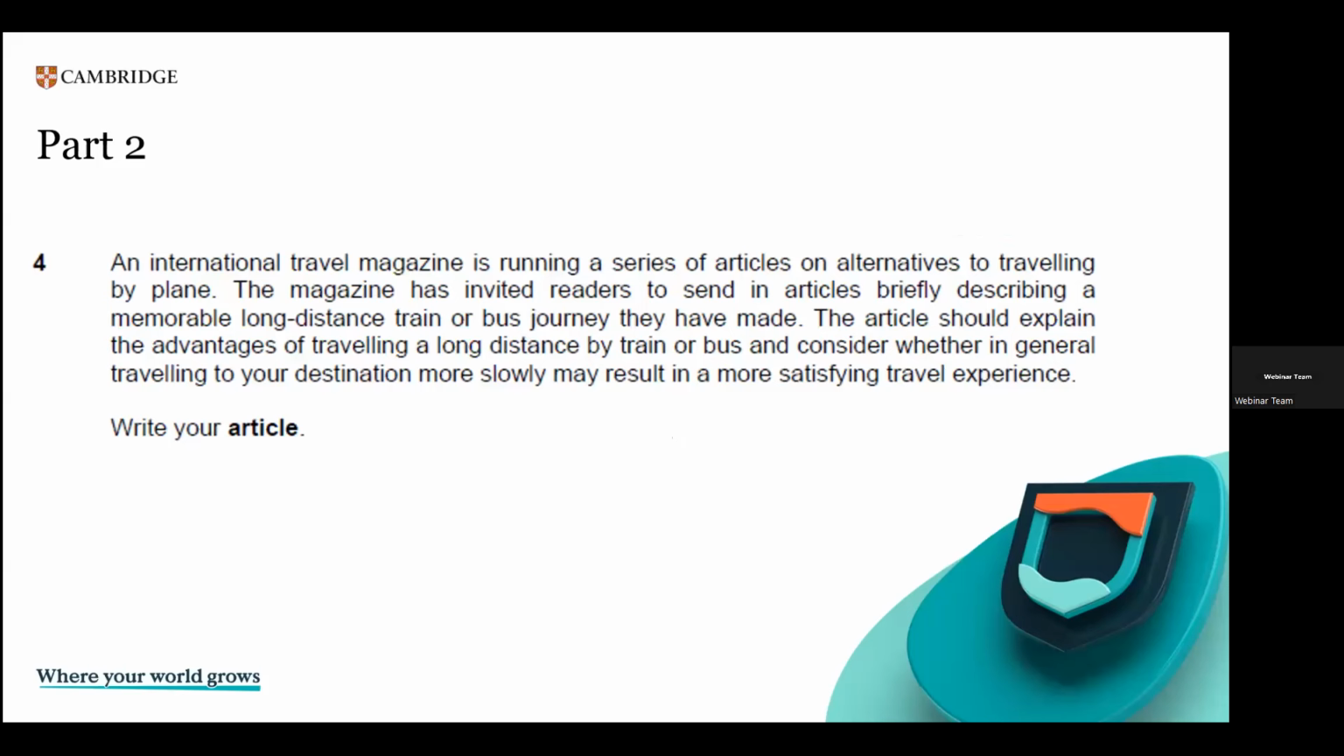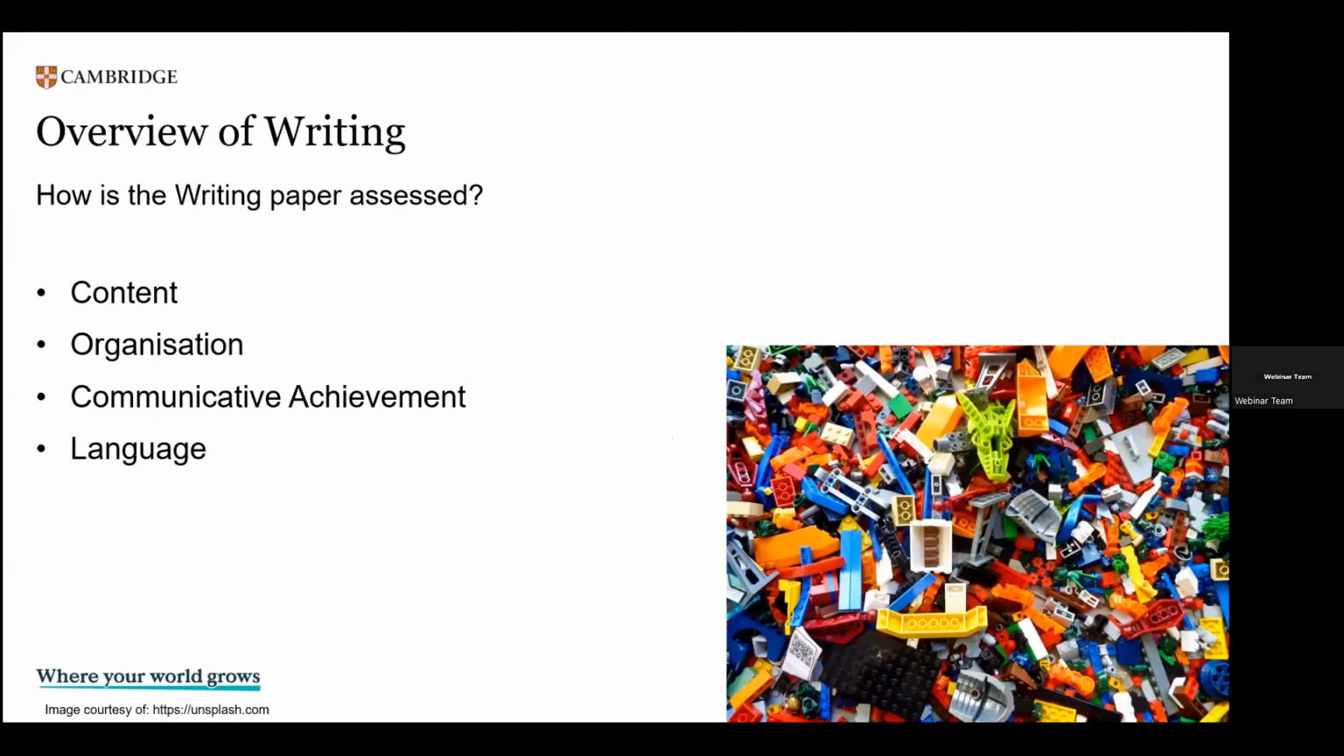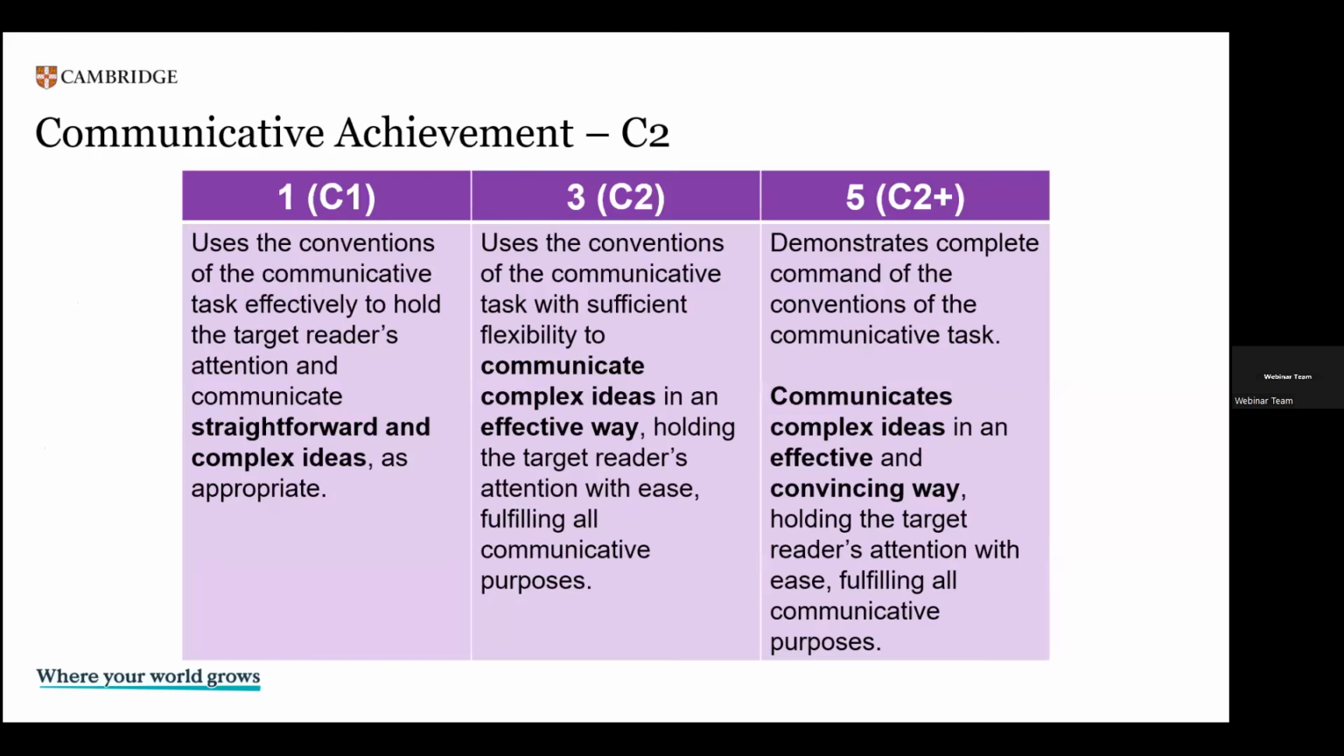Okay, moving on. The writing is assessed using 4 points: content, organization, communicative achievement, and language. I'm going to focus now on these two very briefly, and we're just going to look at the marking criteria for communicative achievement. So out of three, which is a passing C2 level, notice that we are using the conventions of the task. So we're writing the right structure of text.